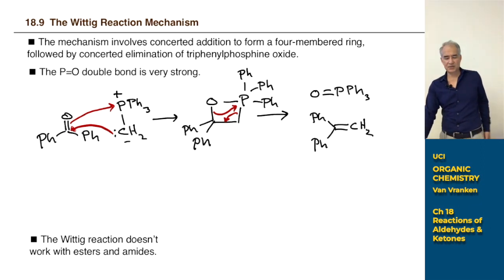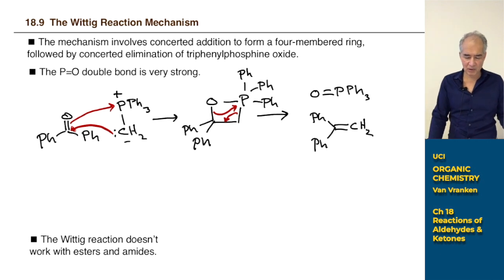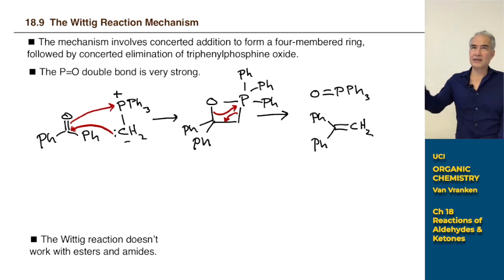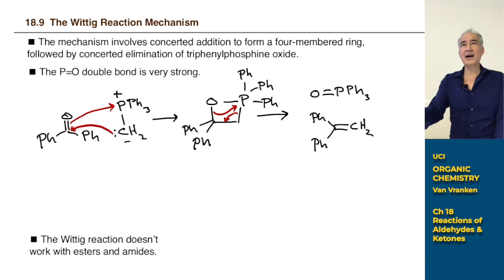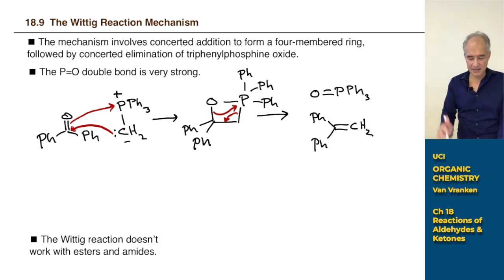The dihydroxylation with osmium. Remember that reaction from way back in chapter 14, I think it was? Okay, so that's a powerful process. Now, there's something important to remember about the Wittig reaction. Like this chapter, it is for aldehydes and ketones. It is not for esters.